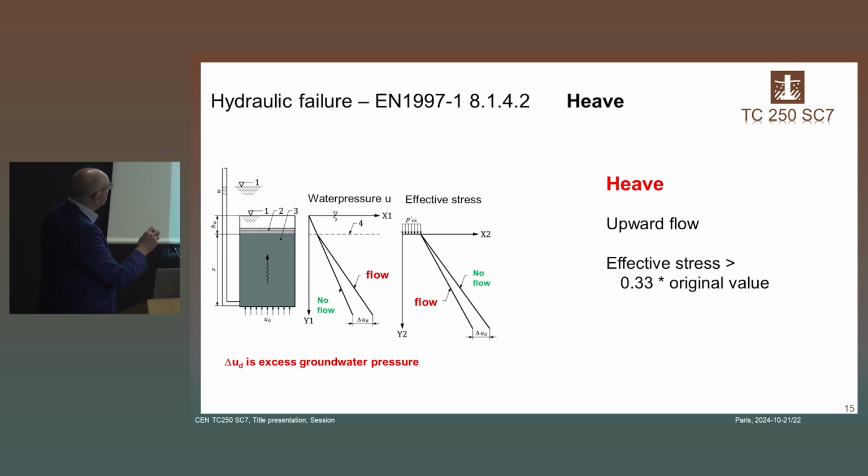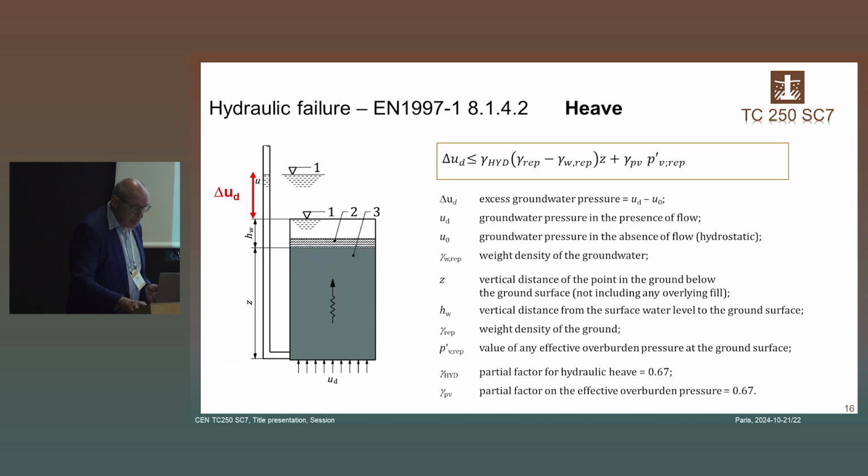And here you see the lines, the water pressure in case of no flow, it's vertical. In case of flow, you get a deviation of the difference in water pressure, delta U. And this is the effective stress. So with no flow is the original one, but with flow, the effective stress is reduced. And this is the equation which is next to it. I think Joachim will talk about this in greater detail.